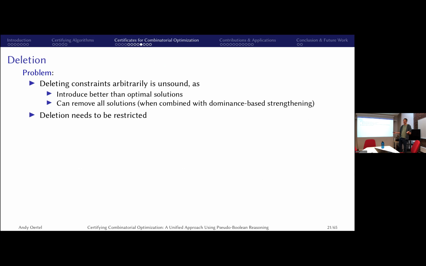Then we can add constraints now, but what about removing them? Deletion. Note that deleting constraints arbitrarily is unsound, because then we could just remove all constraints and claim an optimal value better than anything, without any objective and without any constraints. So this definitely doesn't work. And also, with this dominance-based strengthening rule, it's even possible to remove all solutions by deleting or reducing this deletion rule.